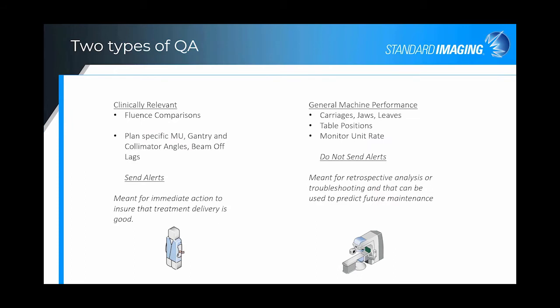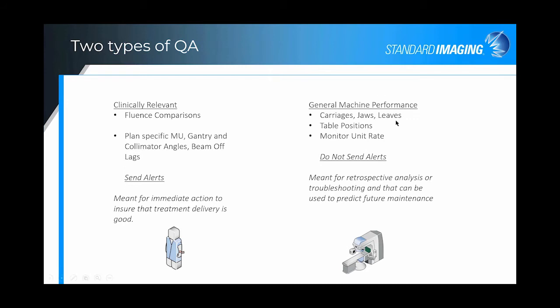And so with LinacView, we really have two types of QA that can be performed. The clinically relevant QA that I have been talking about up to this point, which is based on fluence comparisons. And so you would have your alert based on fluence comparisons between the RT plan and the log files. Also plan-specific monitor unit, gantry, collimator angles, beam off lags. And so you can have all of your alerts set on these clinically relevant parameters, and then alerts are sent. So in this case, you have immediate action to ensure that the treatment delivery is good, or if you have some sort of maintenance issue that's starting to occur that you need to investigate further.